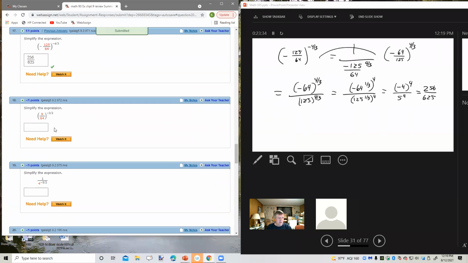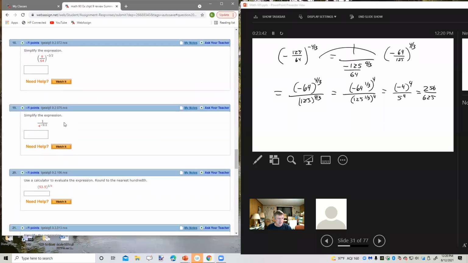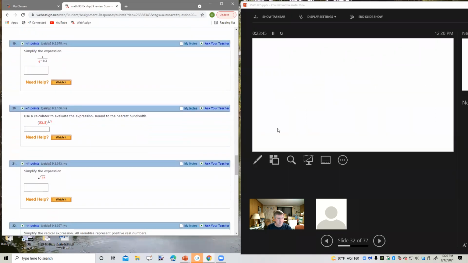Okay. You know what? I'm going to skip this one because it's going to be the same thing, same idea. You're going to rewrite it as 64 over 9 to the positive 3/2 power. Let's go down and do this one.